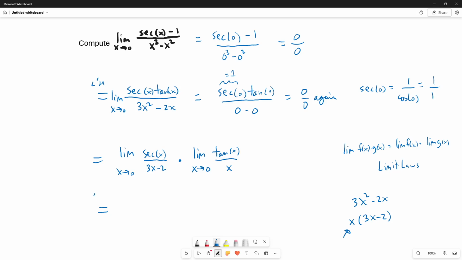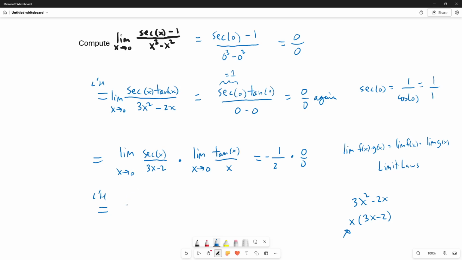So I'll put L'Hopital's rule here because we're going to use L'Hopital's rule on the second one. Actually, let me just clarify that right now. If we plug in 0, the secant of 0 is 1, and 3 times 0 minus 2 is negative 2, so that's negative 1/2 times 0 over 0. So this one requires L'Hopital's rule.